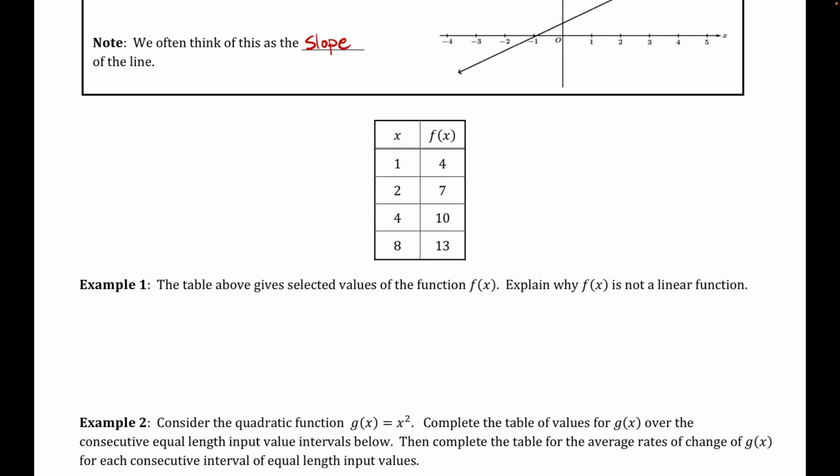The table above gives selected values of the function f of x. Explain why f of x is not a linear function.